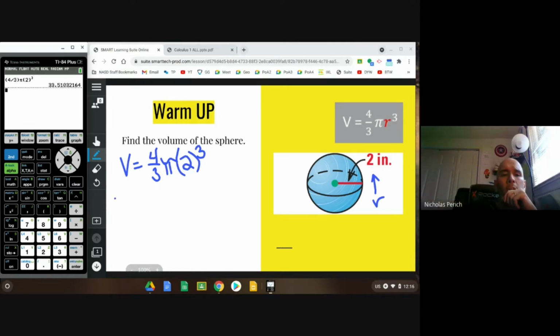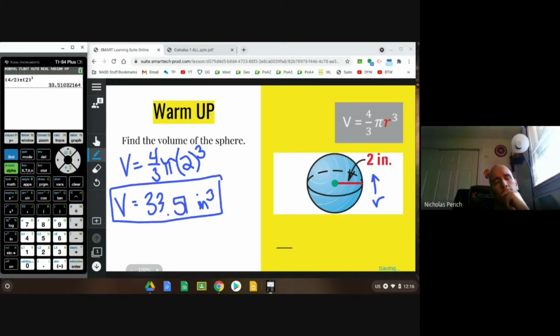And the volume is going to be 33.51. And since it says inches cubed. Pretty exciting, huh?